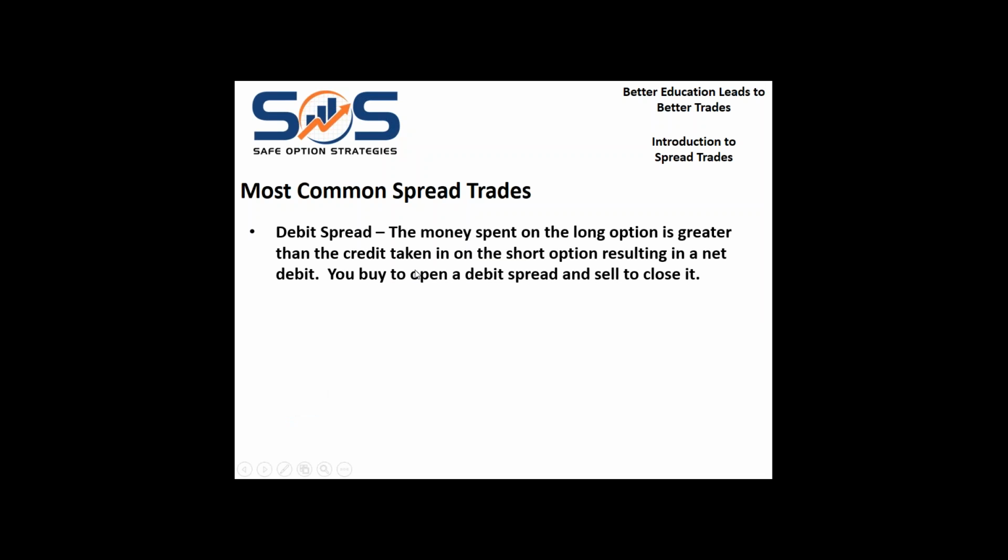The most common spread trades: a debit spread, where the money spent on the long option is greater than the credit taken in on the short option. A debit spread is literally, if you have a long call, you think, actually let's go a long put. You think the market's going to keep going down like it is today, down 370 points, right? You go ahead and you buy a long put, which gives you the right to sell. It plays the market on a bearish movement.